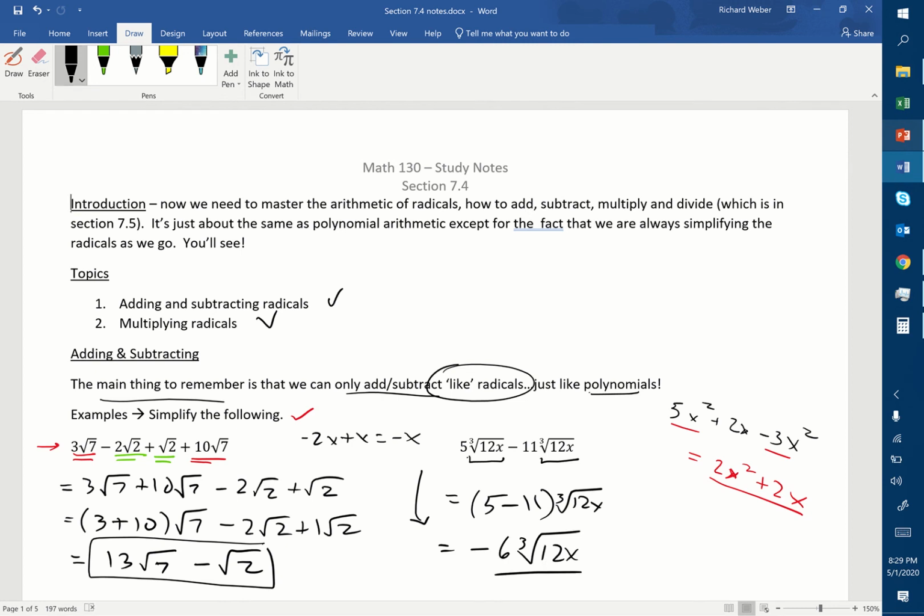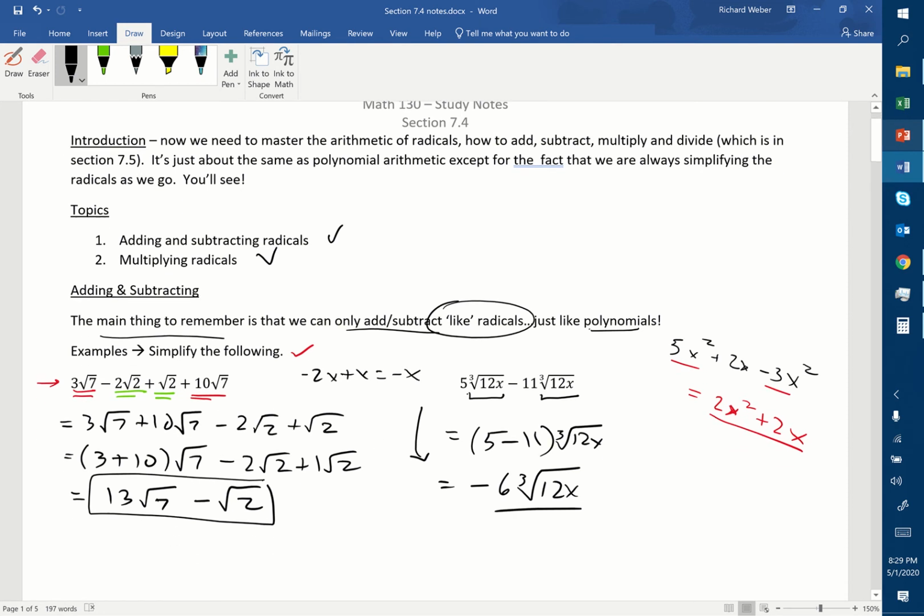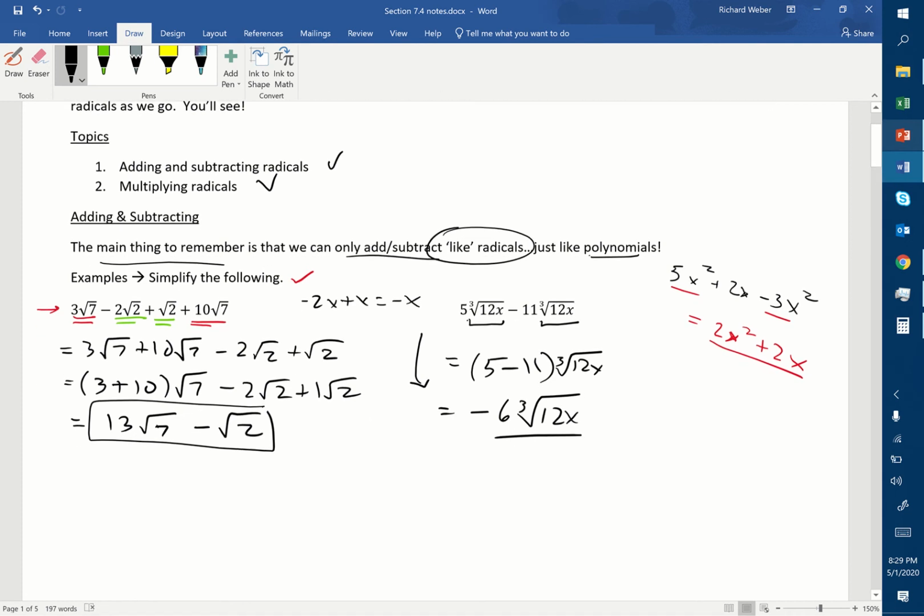So that's what we're in the midst of, the arithmetic of radicals. The previous video was about simplifying, which is all important. Coming up next, you'll see why. We're starting this whole thing about adding, subtracting, multiplying, and finally dividing in the next section, dividing radicals. Okay, so how do we do that?